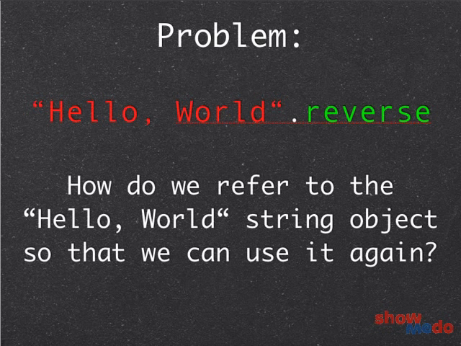Okay, right now we have a problem. As you can see here in the slide, I've got a line of code, and we've got an object here, which I've colored in red. It's a string object, and it represents the string "Hello, world". And I'm calling a method, colored in green here, on that object, and what the method does is reverse the string. Now, our problem is, how do we refer to the hello world string object so that we can use it again in our program?